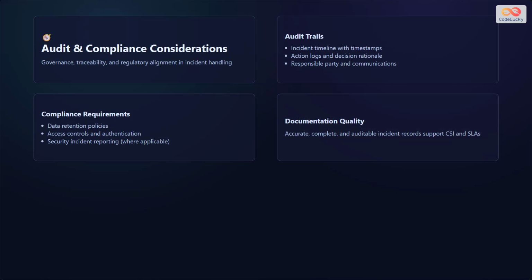Clear and timely communication with stakeholders is essential during any incident. Stakeholders include end users, management, customers, and IT team members. Everyone needs to know what's happening, why it's happening, and when normal service will be restored. Regular updates reduce panic and confusion, even if the news isn't perfect. Communication should be honest, frequent, and appropriate to the audience.